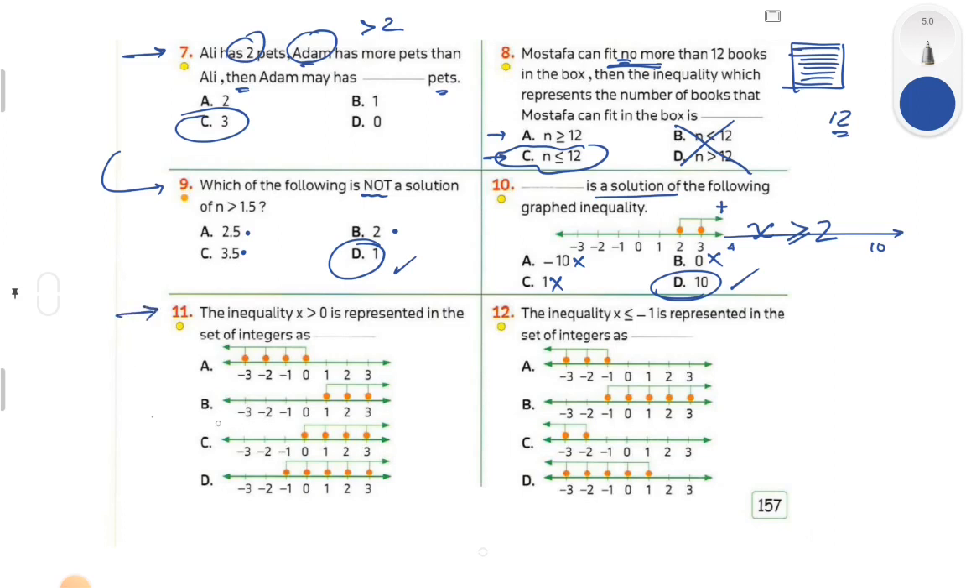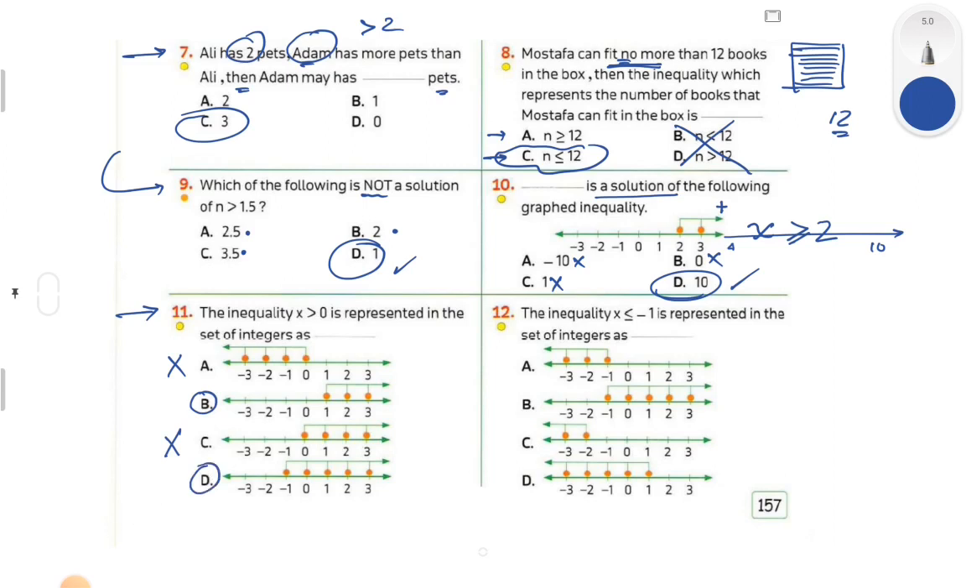Point 11, inequality x greater than 0. Note with me, there is no equal here, just greater than. So 0 is not a solution. It's wrong. 0 may not be a solution. He didn't graph 0. Here he graphed 0. It's wrong. Okay, so it may be B or D.